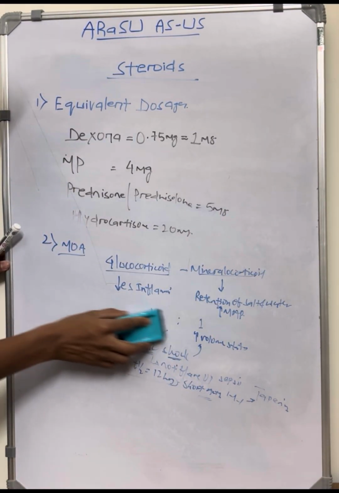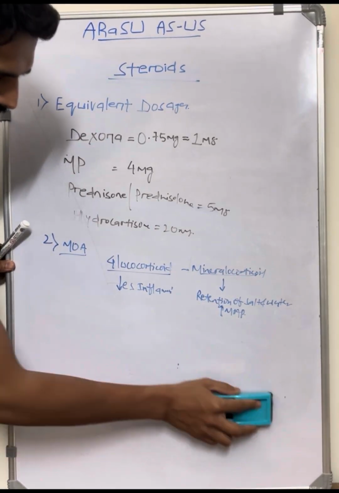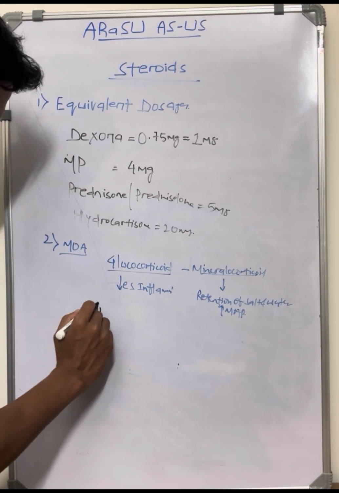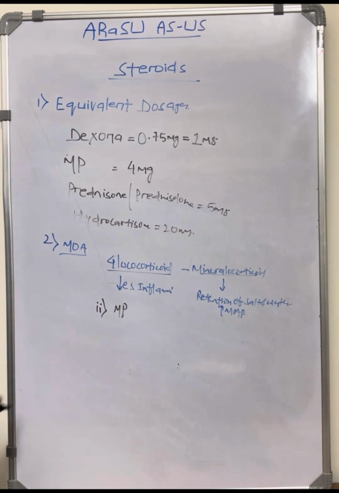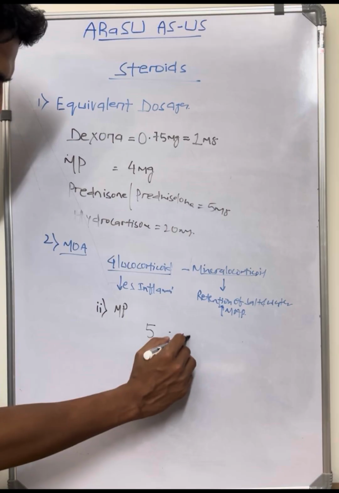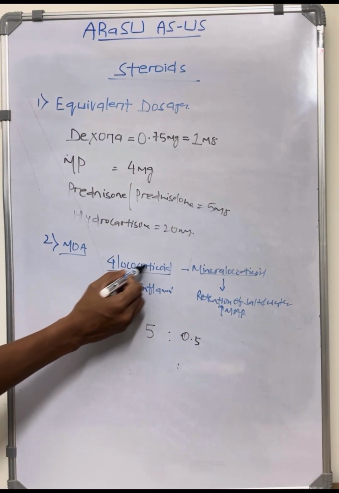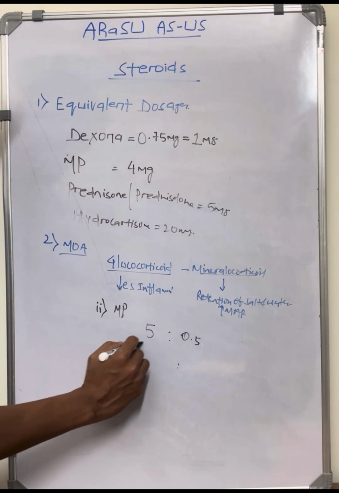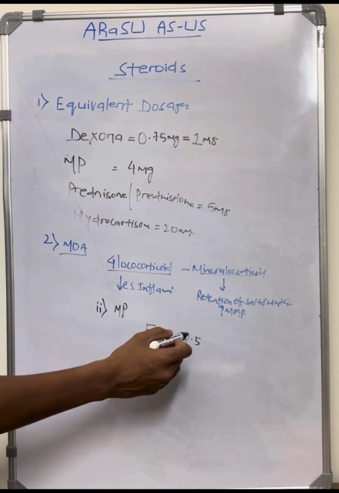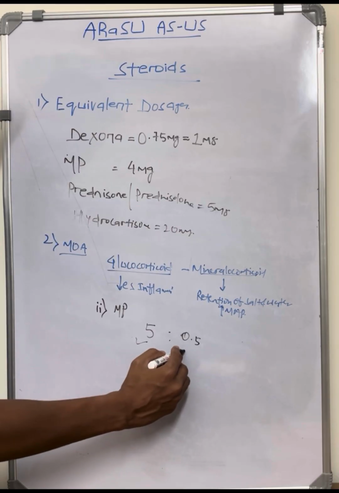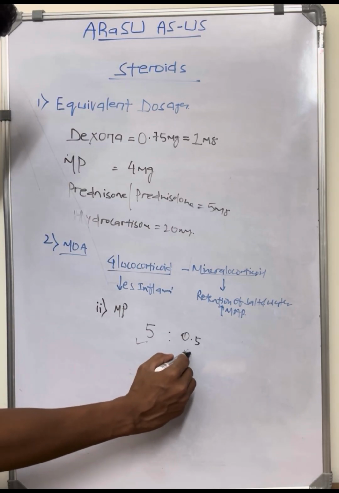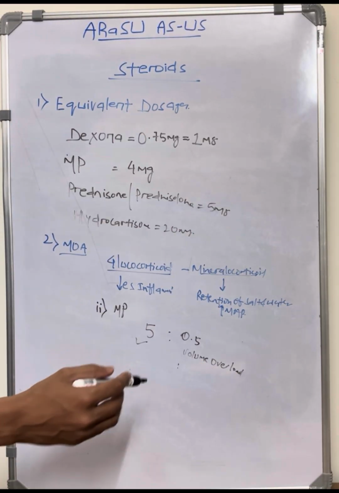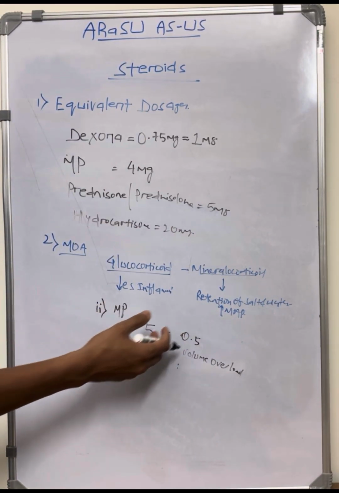Then the next thing, after hydrocortisone, same points we will consider for methylprednisolone. Methylprednisolone has a 5:0.5 ratio of glucocorticoid and mineralocorticoid action. So it is very good at decreasing inflammation, but it is not potent enough to retain salt and water. So we can use it in volume overload states also, without any fear of excess volume overload.